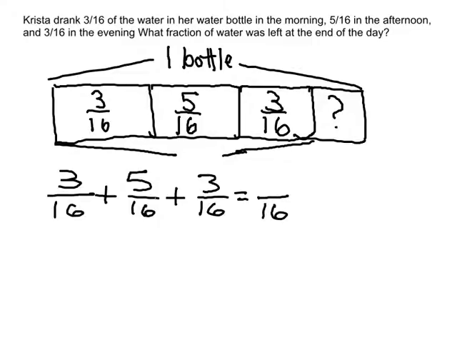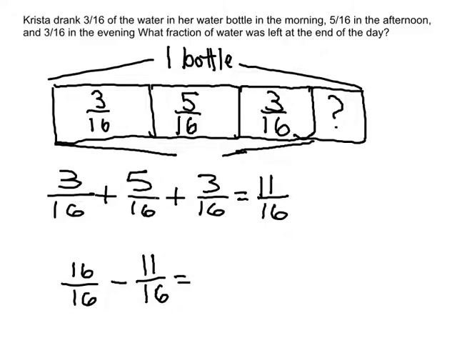3 plus 5 is 8. 8 plus 3 is 11/16. So we end up with 11/16. Now that still doesn't tell us what our whole missing part is, but we do now know that this part is 11/16. So we're going to take 11/16, and I know that if I break this whole bottle of 1 into 16ths, then I'm going to end up with 16/16 equals 1 bottle of water.